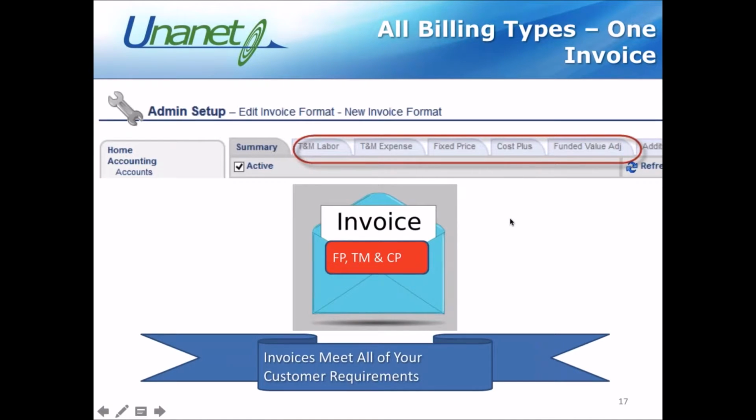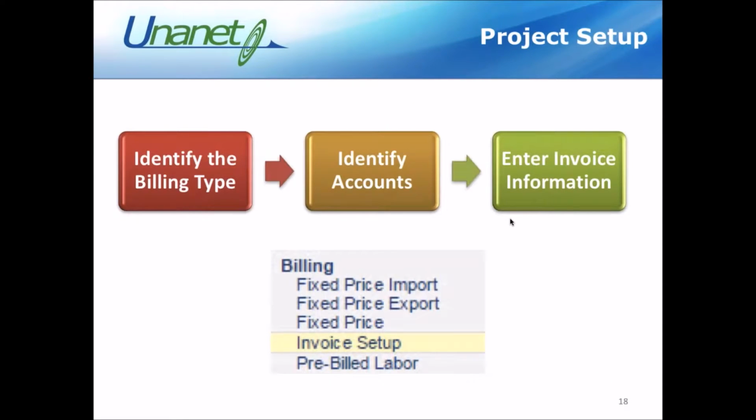Again, this meets the customer requirement of having one invoice no matter the different billing types of projects in your system. There is some setup at the project level, identifying the billing type like we've talked about: time and materials, fixed price, or cost plus, identifying the accounts, and access to the invoice information. And if you have fixed price, you'd want to put your fixed price information in there for billing: percent complete, schedule, milestone, billing date, etc.